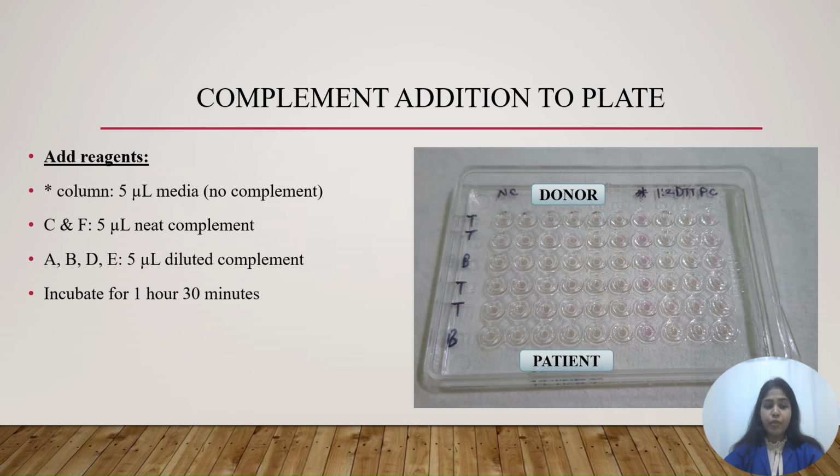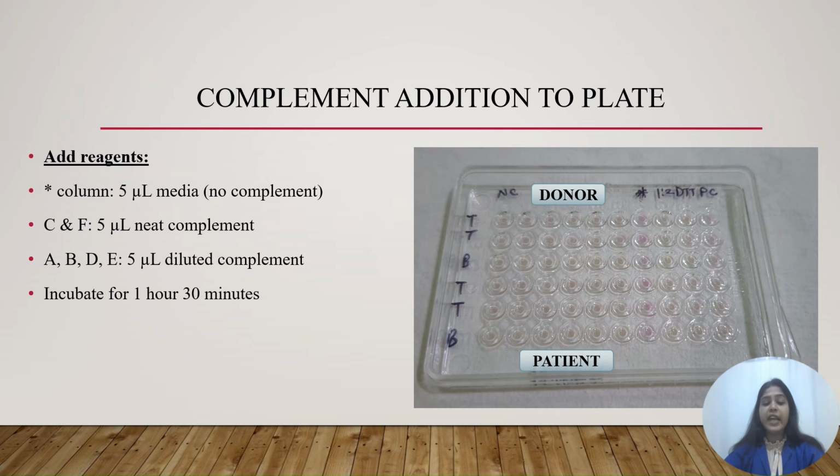In the C and F rows, we will add 5 microliters of neat complement, that is of the B rows. As B cells are more fragile and have more HLA density as compared to the T cells, that is why they are more fragile and sensitive. So we will add the neat complement to the C and F rows.